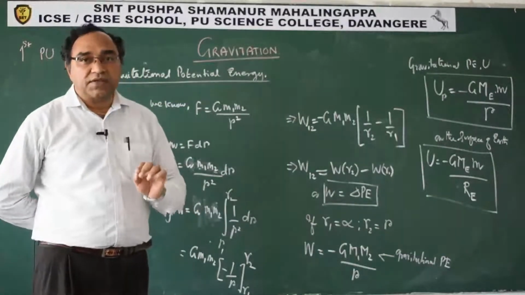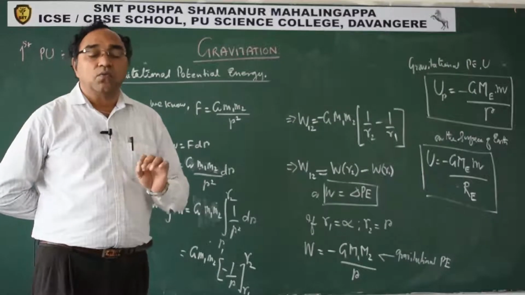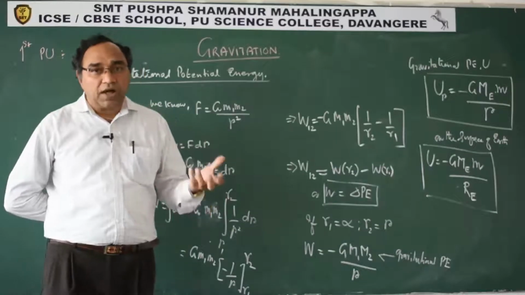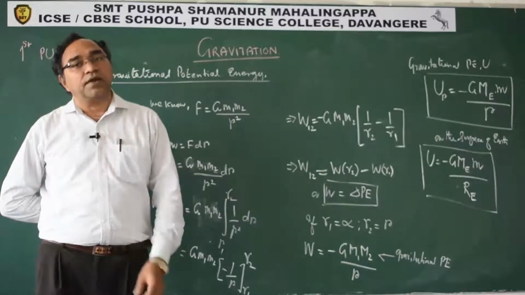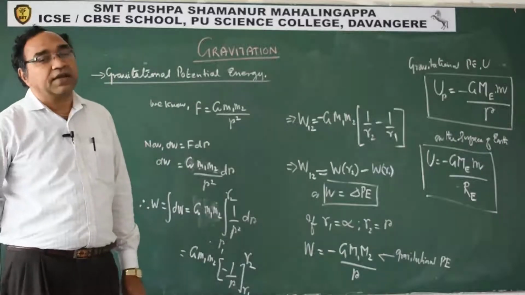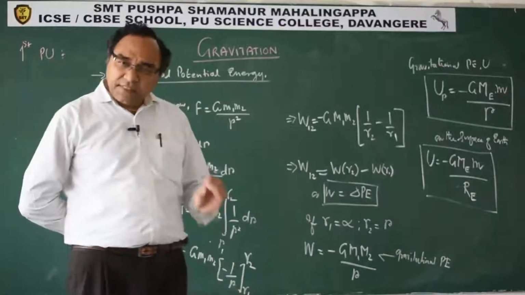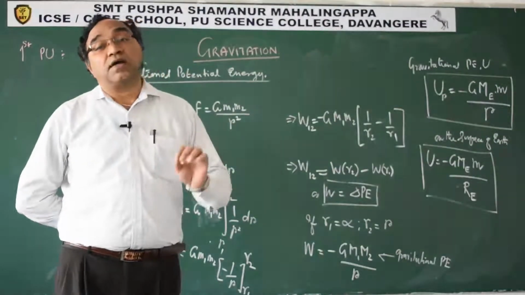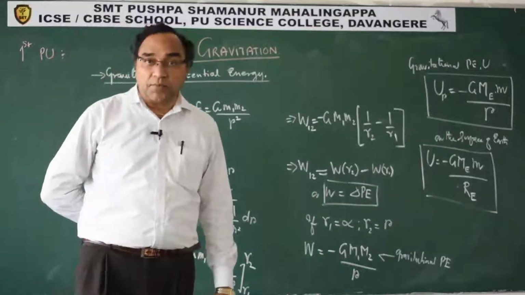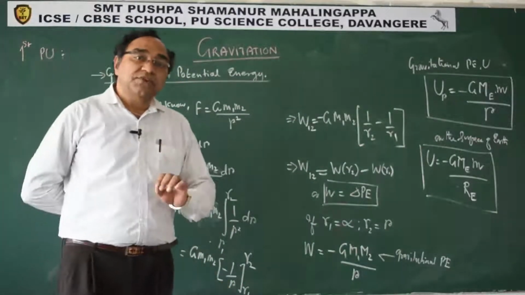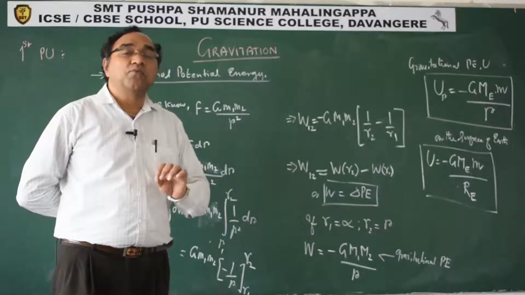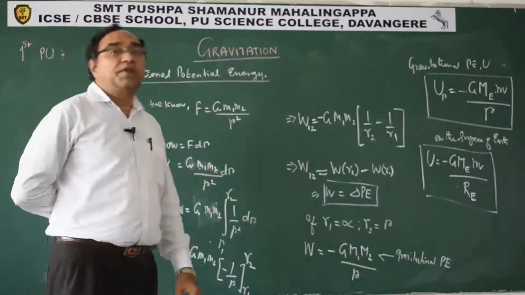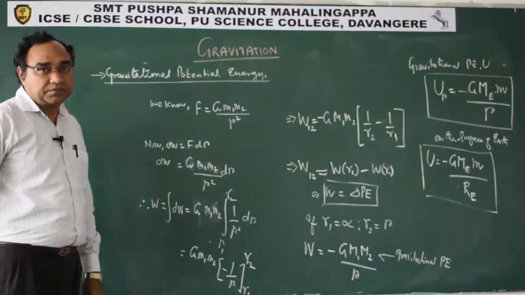Gravitational potential energy is the amount of work done to move a mass from one point to another point without disturbing the gravitational field in that region. That is the basic definition. Now suppose you move from infinity to a point, that is called the absolute potential energy of the body. The absolute gravitational potential energy of the body is when we are moving a mass from infinity to a point.